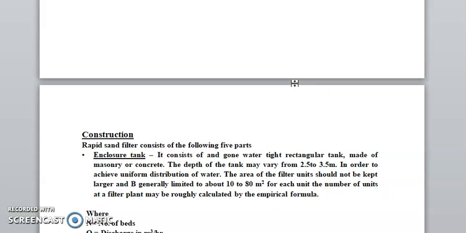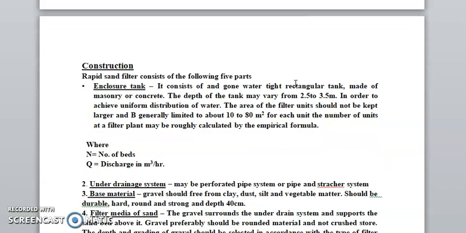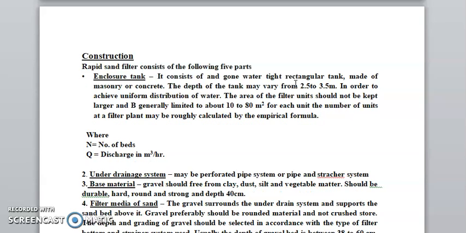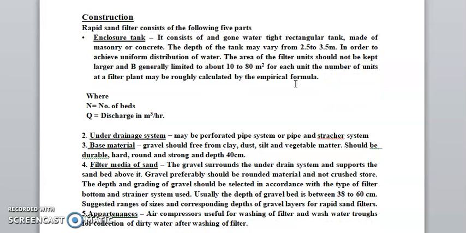Construction: the rapid sand filter consists of the following parts. Enclosed tank is a watertight rectangular tank made of masonry or concrete. Underdrainage system may be a perforated pipe system or a strainer system. Base material: gravel, free from clay, dust, and vegetable matter. Filter media: sand, gravels. Appurtenances: compressor, washing filter, backwash.